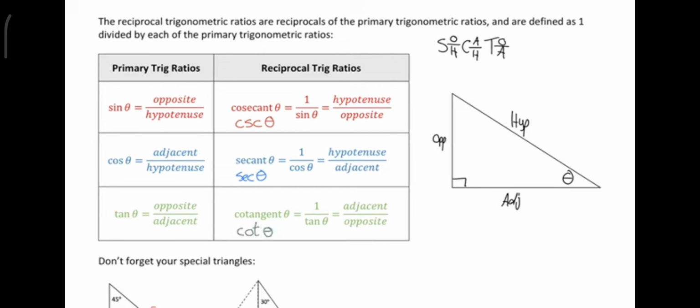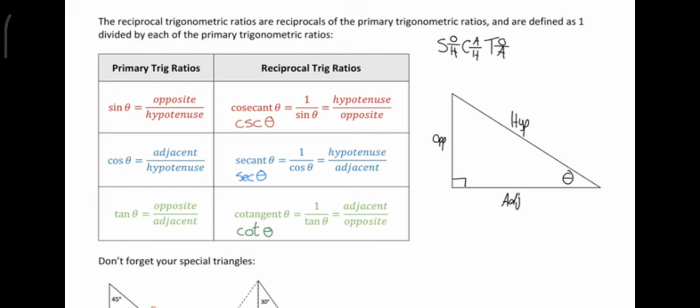Now, each of these trig functions, cosecant, secant, and cotangent, are just equal to the reciprocal, so 1 over its corresponding primary trig ratio. Cosecant is the reciprocal of sine, secant is the reciprocal of cosine, and cotangent is the reciprocal of tangent. Now let's look more closely at what cosecant of an angle is equal to.